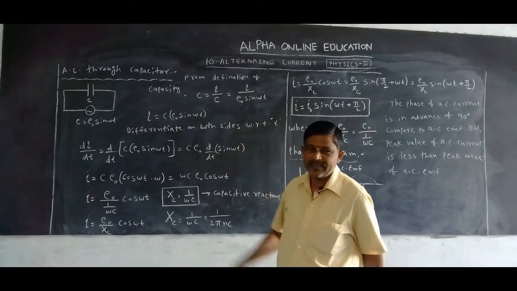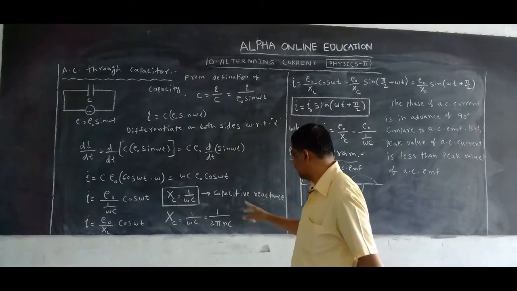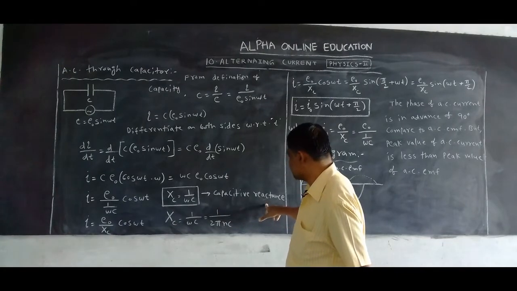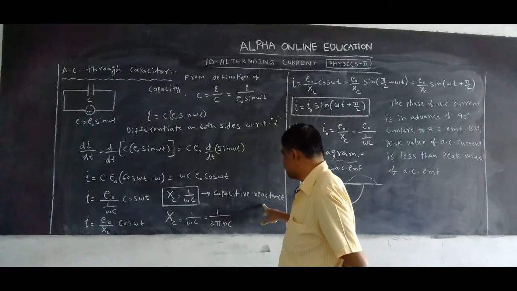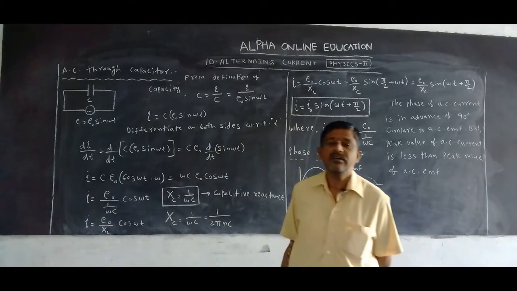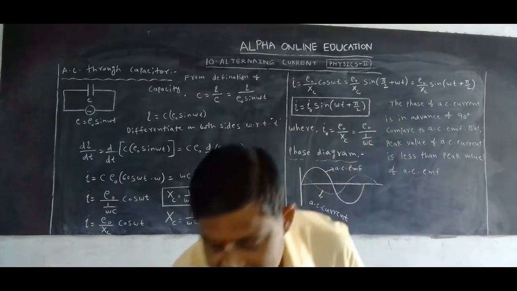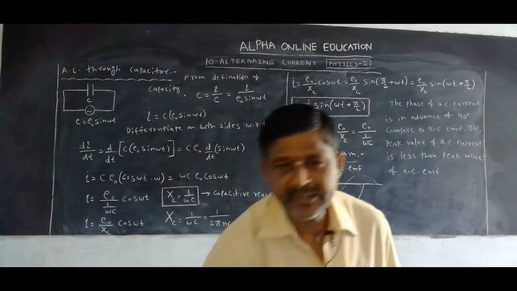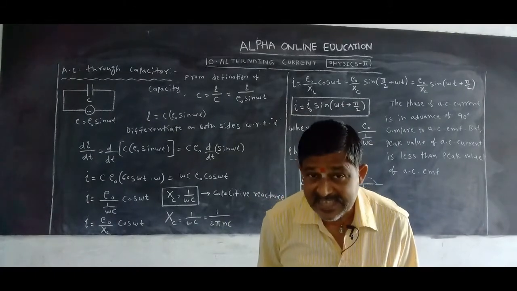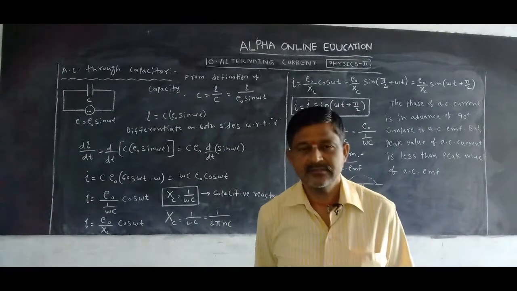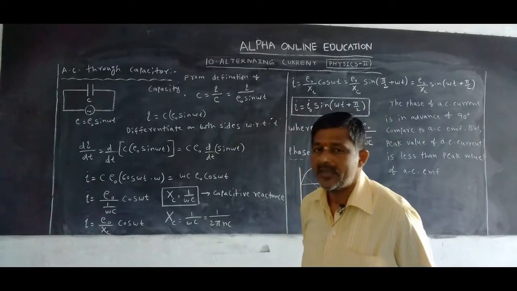Before this topic we studied AC through inductor. AC through inductor we get inductive reactance XL is equal to omega L, but here it is capacitor, capacitive reactance XC is equal to 1 by omega C. These two are very important in this chapter for 2 marks. Write the equation for inductive reactance and capacitive reactance. Inductive reactance XL is equal to omega L. Capacitive reactance XC is equal to 1 by omega C.